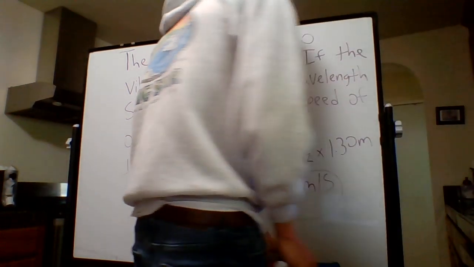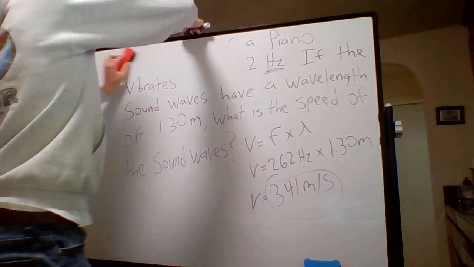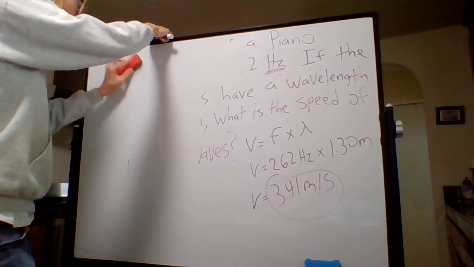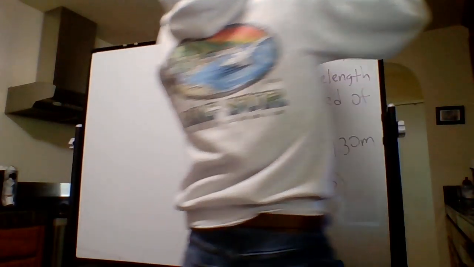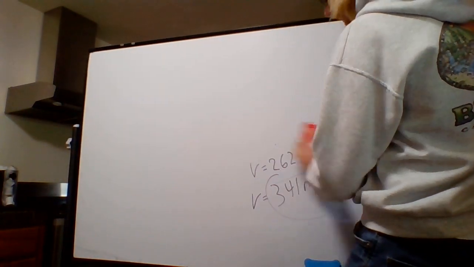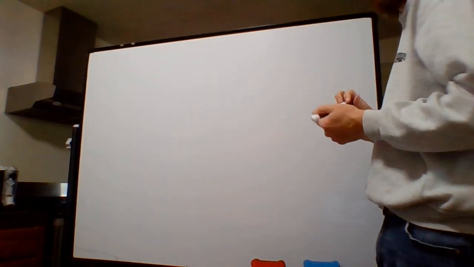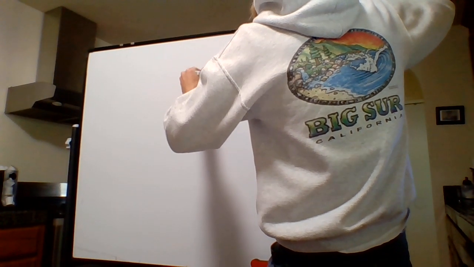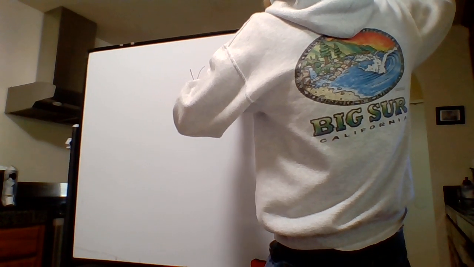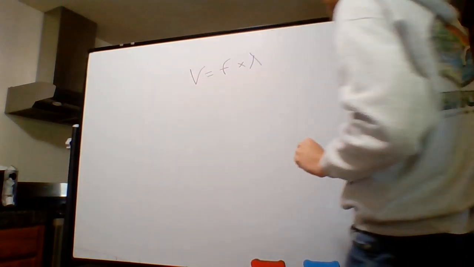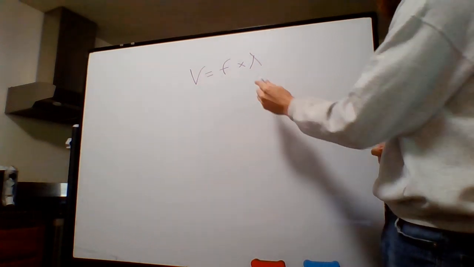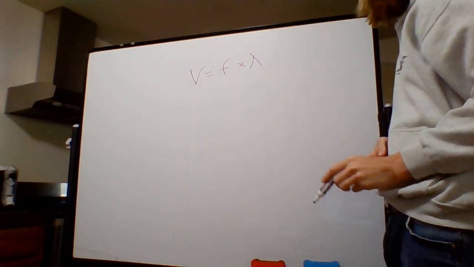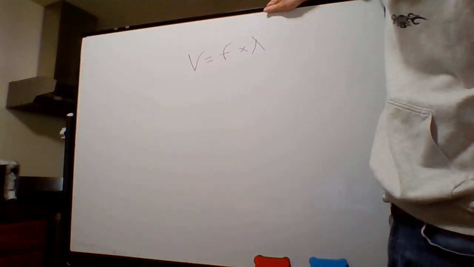Sometimes you may be asked to find the wavelength. So let's check that out too. What if you were asked to find the wavelength? Well, I won't give you an example problem for that, but I'll show you what to do with the formula that we just worked with. We know that speed equals frequency times wavelength. Okay? Well, you can use the formula for speed to isolate lambda.